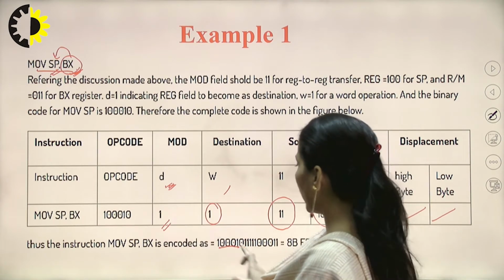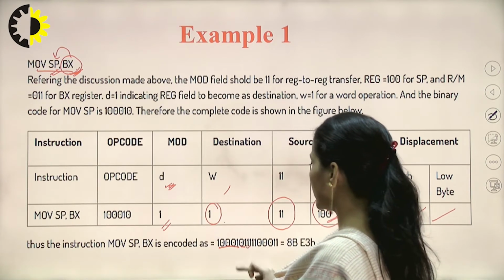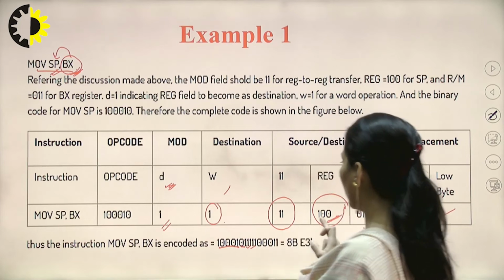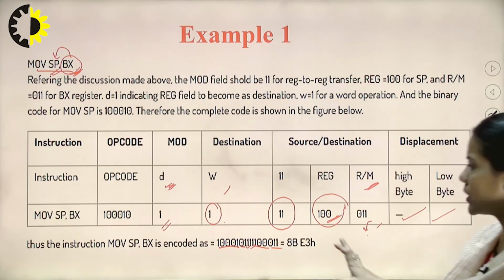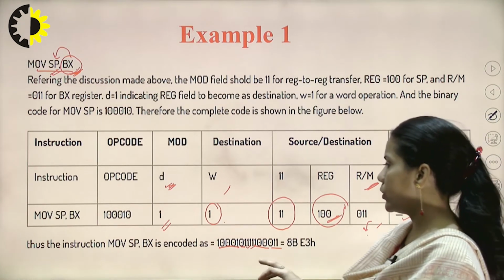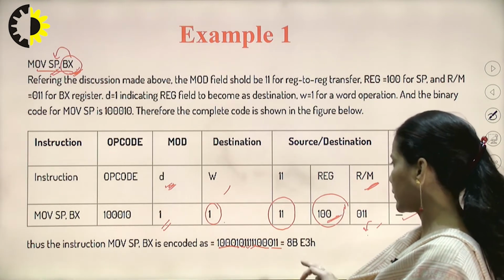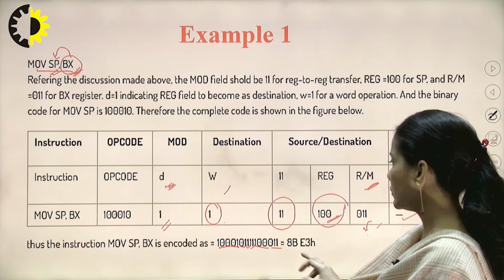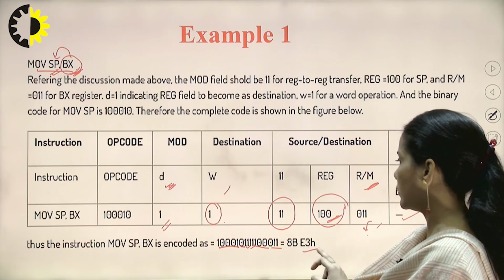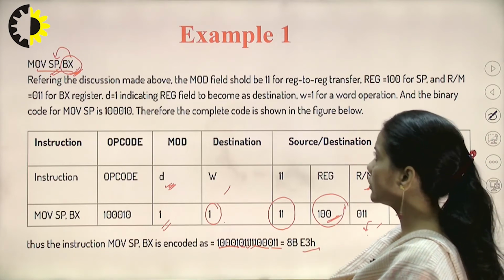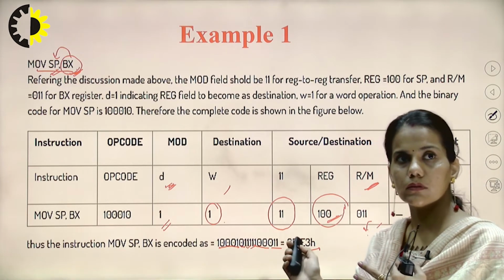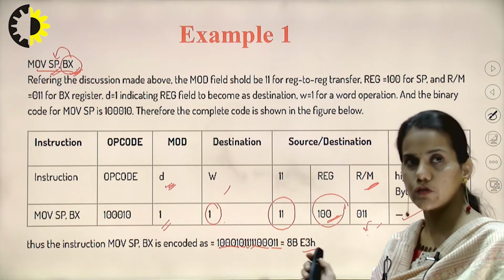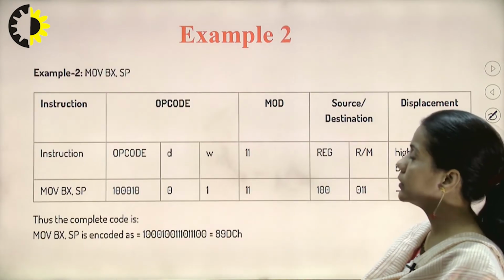Now, again 1 for mode, then 100 here and 011. So, this makes the whole 2 bytes of data, that is this one. So, in this way we can conclude the instruction format for this instruction.